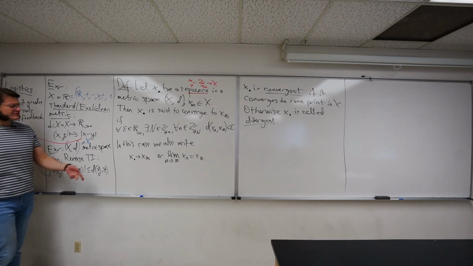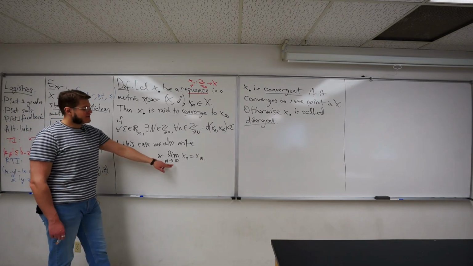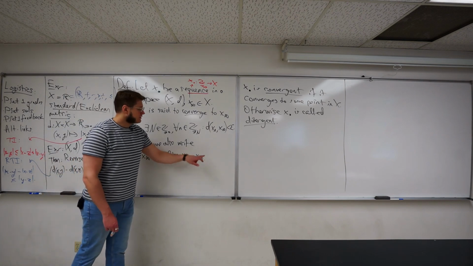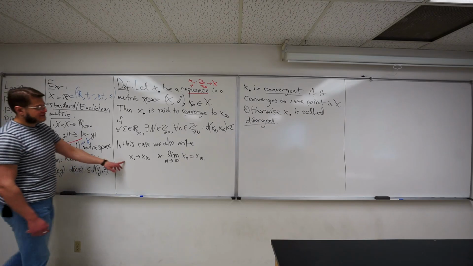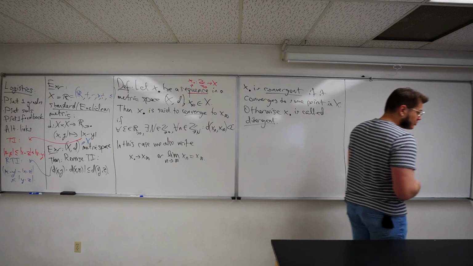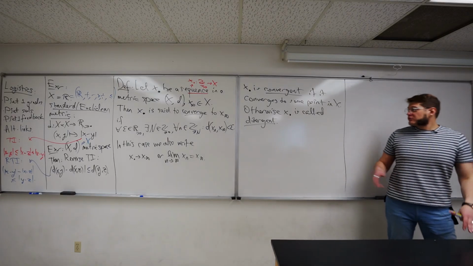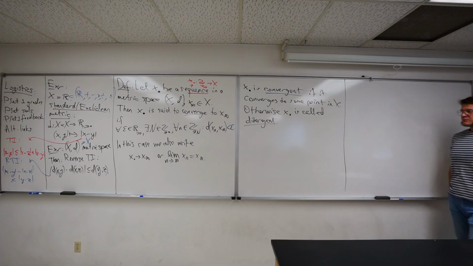But for now, this is the formal way of defining convergence. In this case, we also write x bullet arrow x infinity, or limit as n goes to infinity, x sub n equals x sub infinity. These are shorter ways or faster ways of writing this. And then I'm going to say x bullet is convergent if it converges to some point, and if it doesn't converge to any point, it's called divergent.